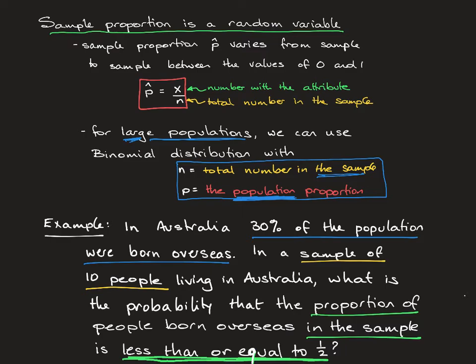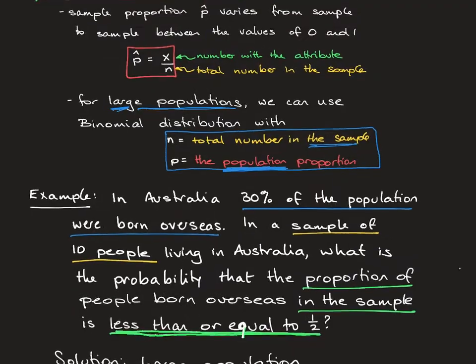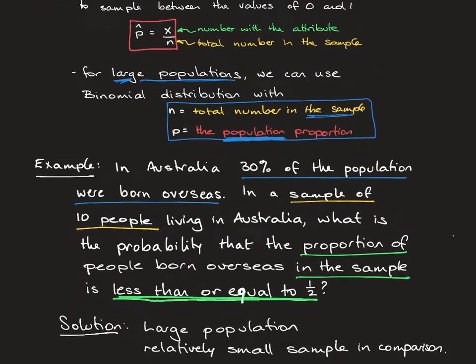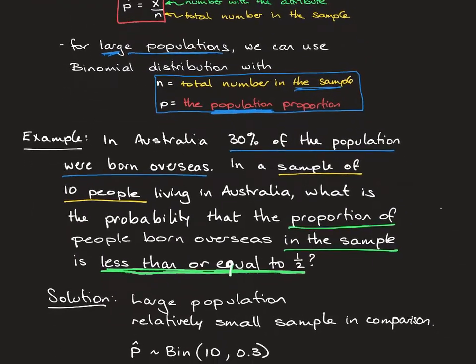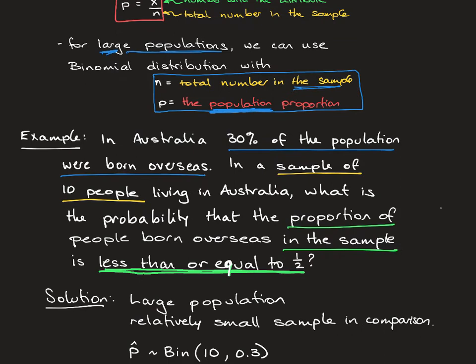Okay, how did you go? It can be a little bit confusing if you've got a couple of values in there. So what we've got to recognise for our solution is, first of all, that we have a large population. So we're just choosing from all the people in Australia. And we have a relatively small sample size in comparison. So we're taking 10 people.